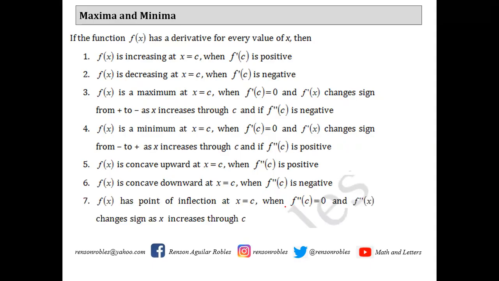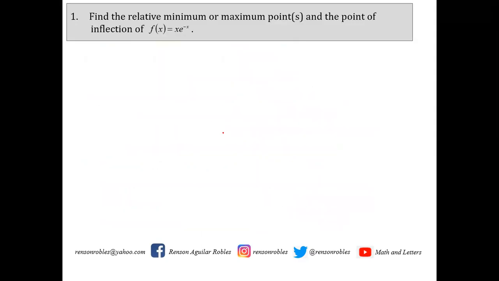And finally, f of x has a point of inflection at x equals c whenever f double prime of c equals 0, and f double prime of x changes sign as x increases through c. Okay, so we will be applying this information, or these theorems, to solve problems related to maxima and minima. Let's take a look at this one.